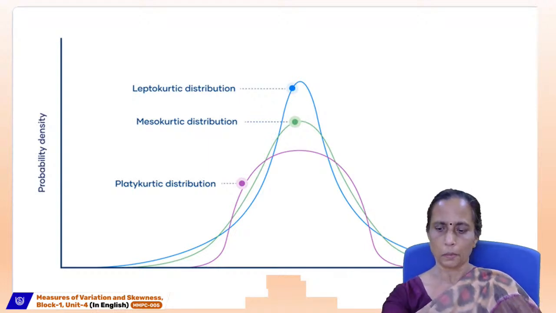So, this speaks about our measures of variation today. So, thank you.